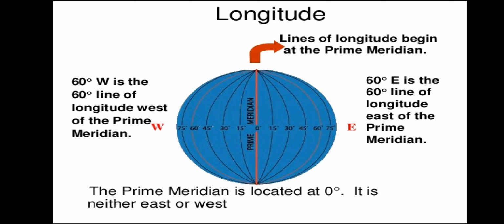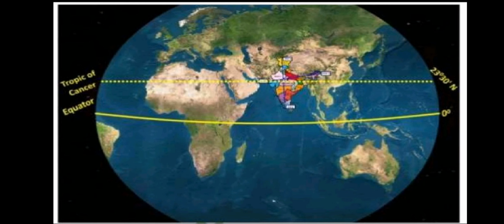Longitudes are the vertical lines and 0 degree is prime meridian. The prime meridian is located at 0 degree. It is neither east or west. So, in this slide you can see the 0 degree equator, from where it passes, and Tropic of Cancer, that is 23 degree and 30 minutes north. It passes through India from a small district, Mirzapur, Jabalpur.